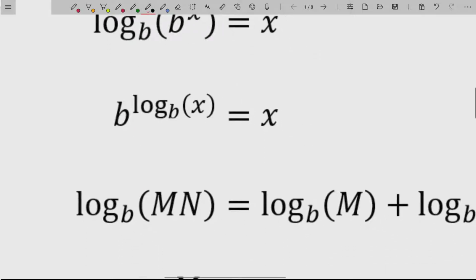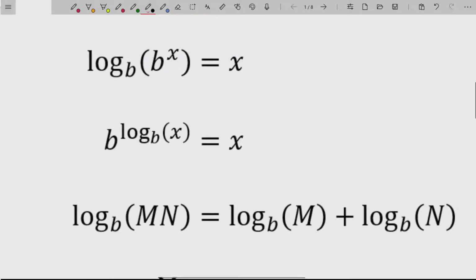Now this one is one we'll prove in a moment, but I just want to say it out loud. Log base b of a product is the sum of the log base b of m and n. So again, if you have a product as the argument of your logarithm, you could split it apart into a summation.